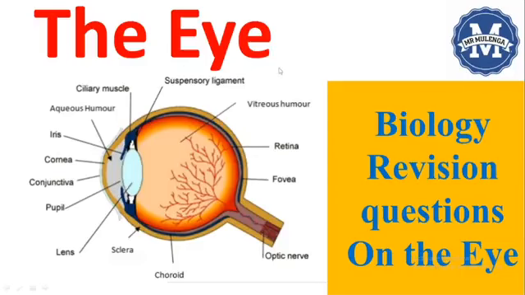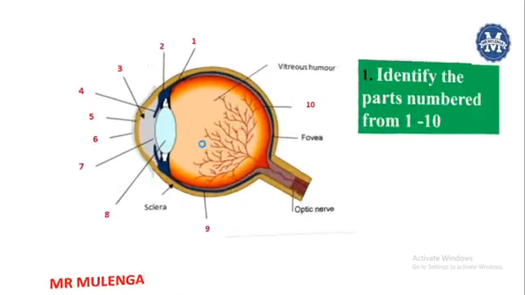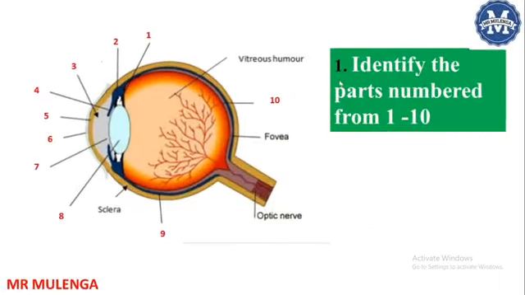So in this presentation, we are going to answer biology questions based on the eye. This is specifically revision for those who are writing their exams this year, for both GCE and the internal. So let's look at the questions. Here is our question 1. Question 1 reads, identify the parts numbered from 1 to 10.